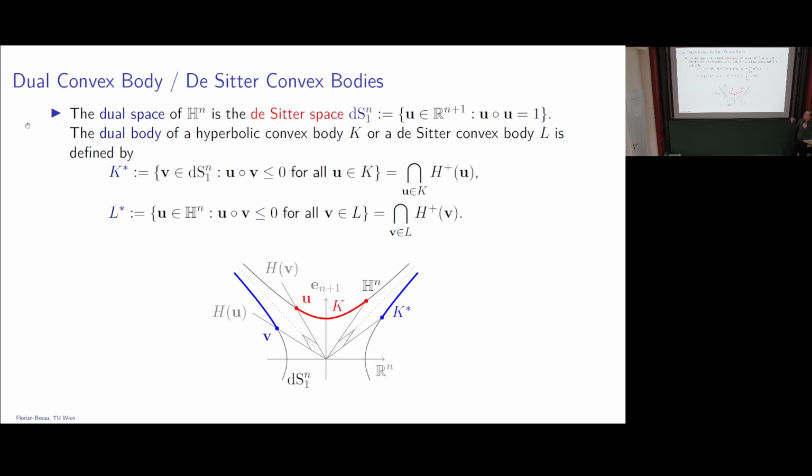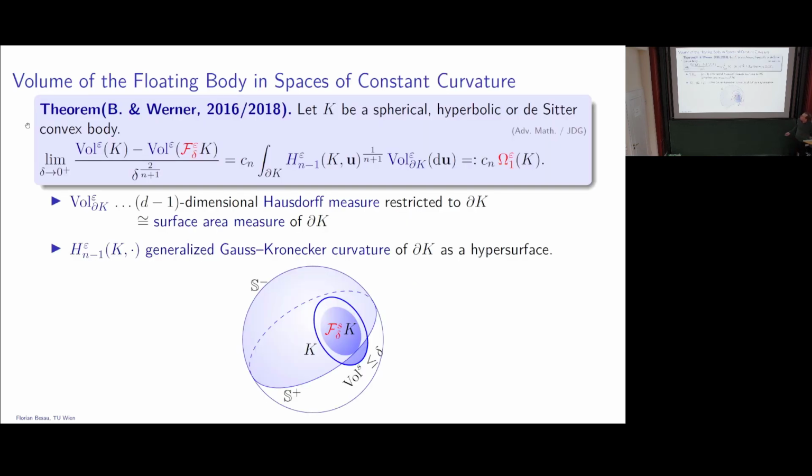So you can define in the same way as in the sphere, also in the negative case for hyperbolic space and de Sitter space, this duality operator that translates in a one-to-one correspondence hyperbolic convex bodies into de Sitter convex bodies. Okay, so now we have all the tools.